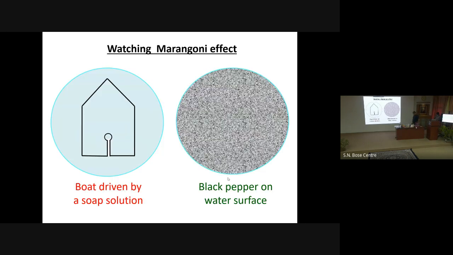So let's put some water in here. Okay, this is water. And what I want to show you is that the liquid with lower surface tension spreads.